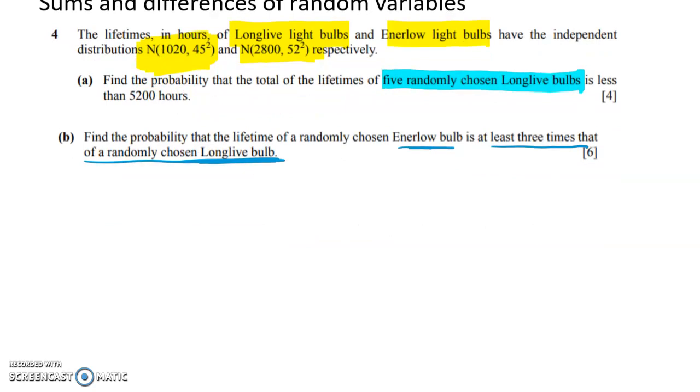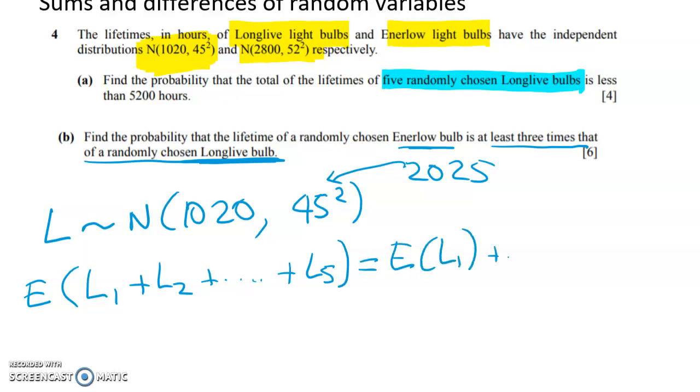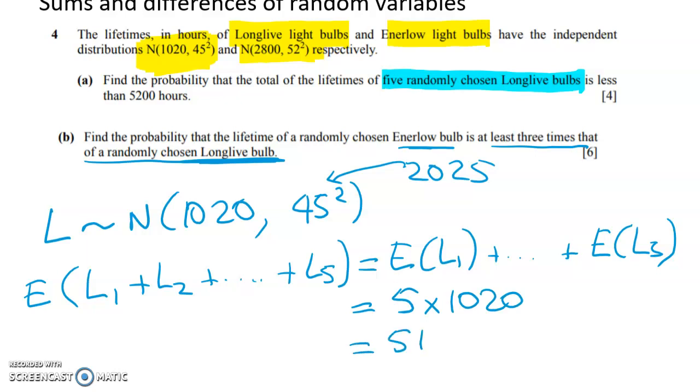The long live bulbs have a distribution like this. The mean is 1,020 and the variance is 45 squared, which works out to be 2,025. What we need to find before we can standardize and use our normal table is the expected value and the variance for 5 bulbs. You don't have to write all of this out, but this will help you when you're learning it. We can add up the separate means, which is the same as just timesing the mean by 5. So 5 times 1,020 gives us 5,100.